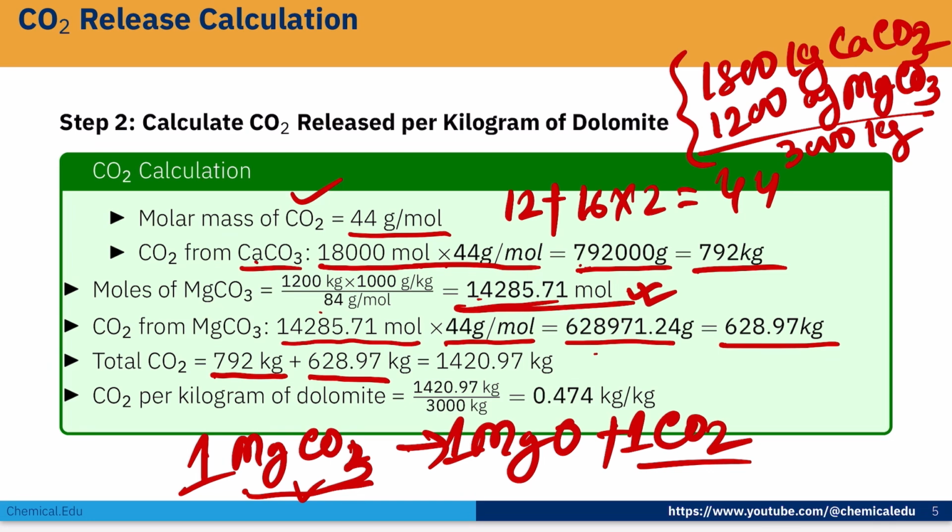Now carbon dioxide per kilogram of dolomite. We have 3000 kg dolomite, so the total amount 1420.97 kg divided by 3000 kg will be 0.474 kg per kg. Means carbon dioxide produced per kilogram of dolomite is 0.474 kg.